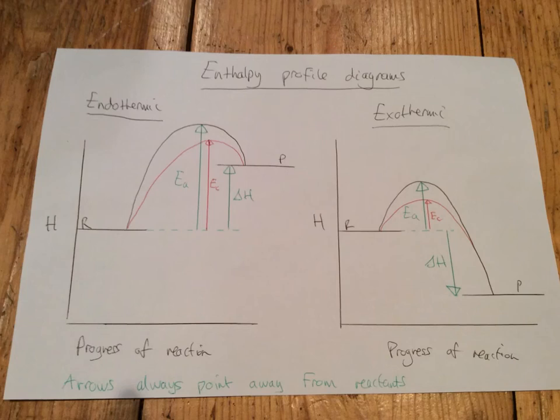Oh, as well, just to point out, that sentence in green at the bottom is definitely worth remembering as well, because one of the biggest mistakes with this is people who get the arrows the wrong way round. So if you remember that sentence at the bottom, arrows always point away from the reactants, that'll really help with that.